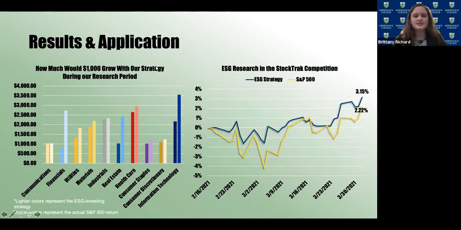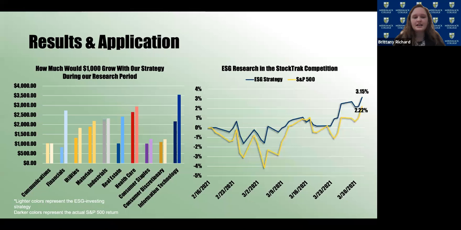The idea of our research is to be able to implement our findings into a real-life investment strategy. In reference to the chart on the left-hand side, you can see how our research would work if you were to invest $1,000 into each sector during our research period, versus the actual returns for the S&P sectors during that time period. The lighter colors in the chart represent our ESG investing strategy, and the darker colors represent the actual returns of the S&P 500 during that time.